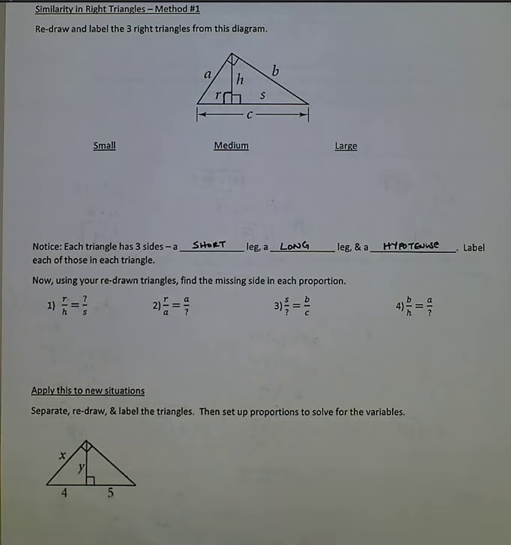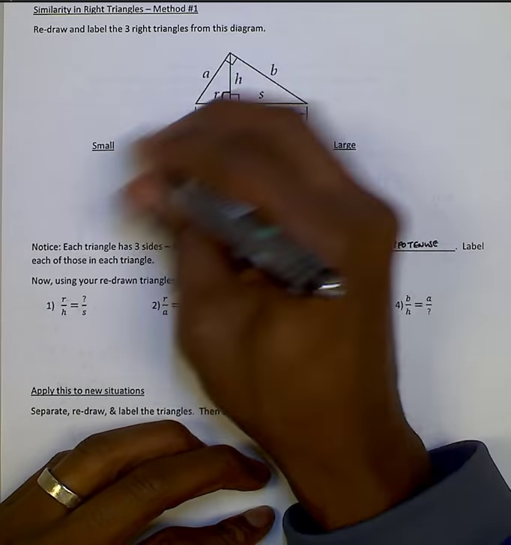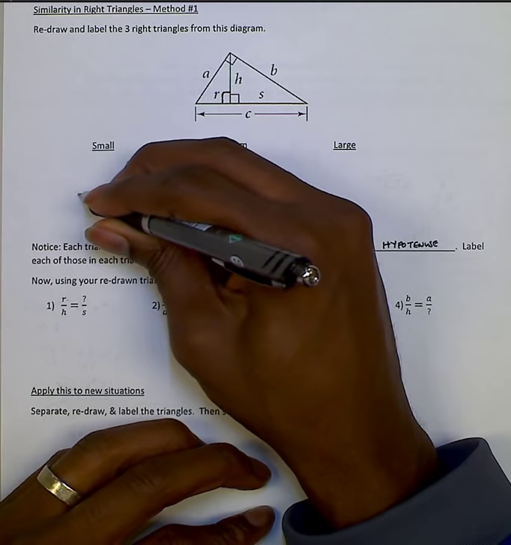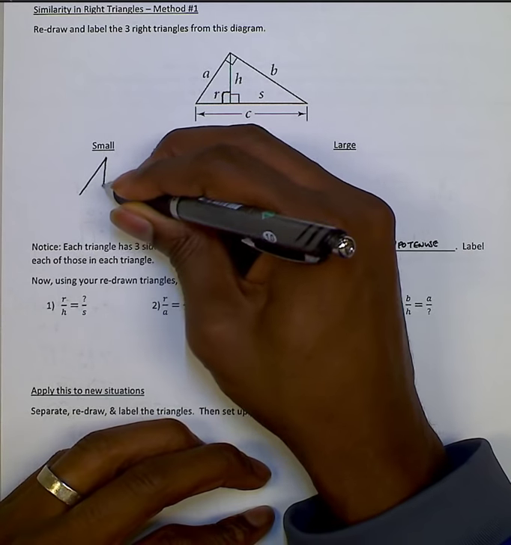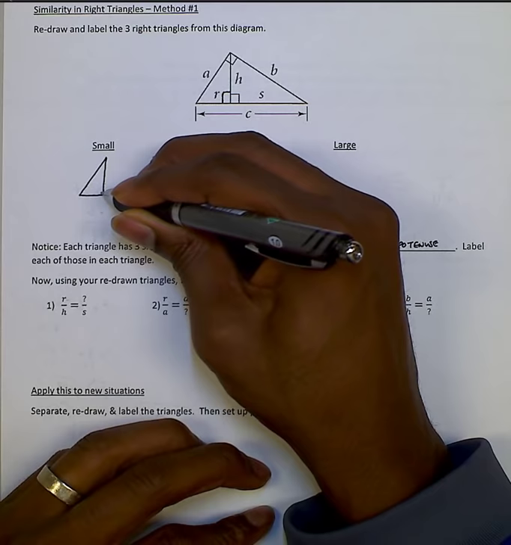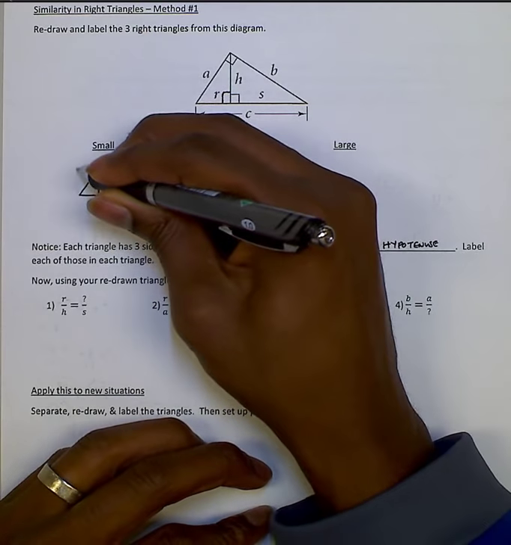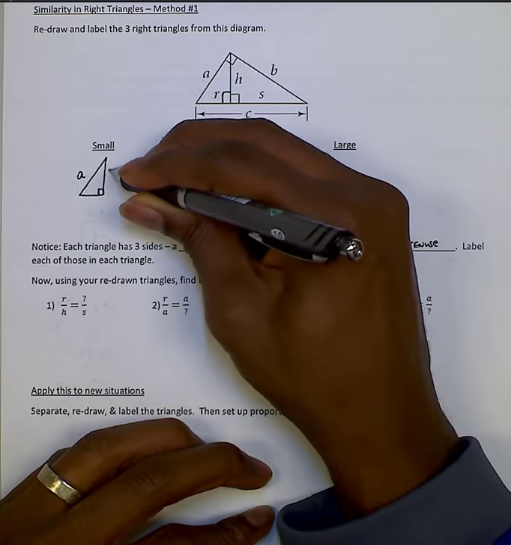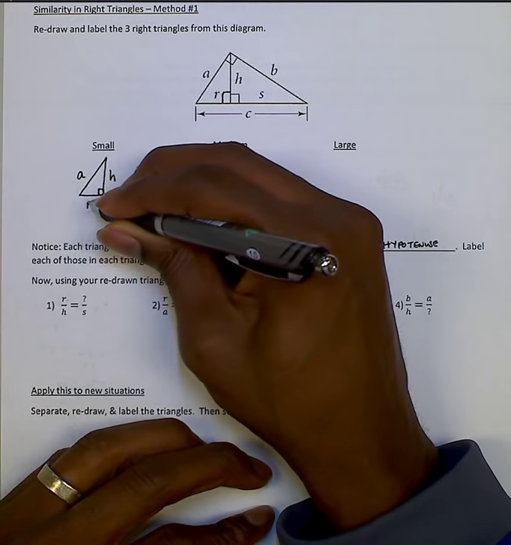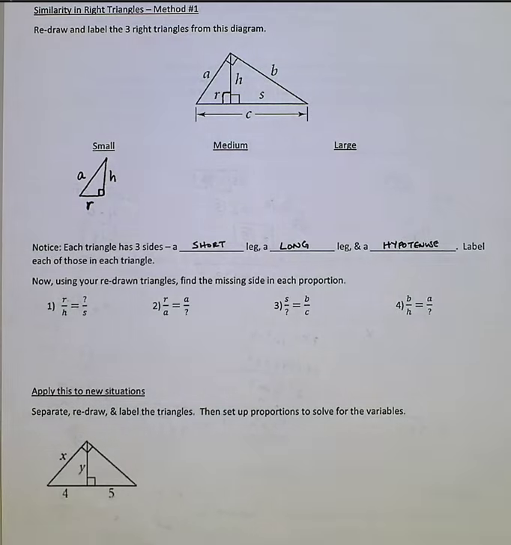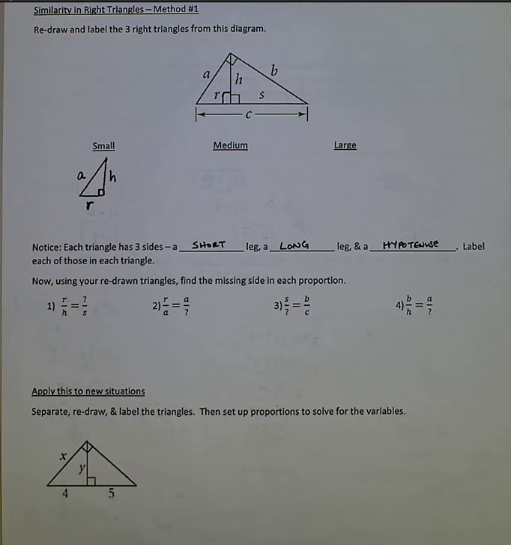So let's redraw these triangles and make sure that we set up and show why they are similar. I have my small one. I'm going to set it up how it is originally labeled. I have a right angle here. My hypotenuse is A. My long leg is H. My short leg is R. Long leg and short leg might be a little difficult to tell all the time, but in this case, it's easier visually.